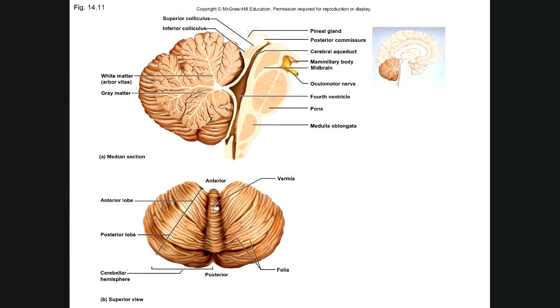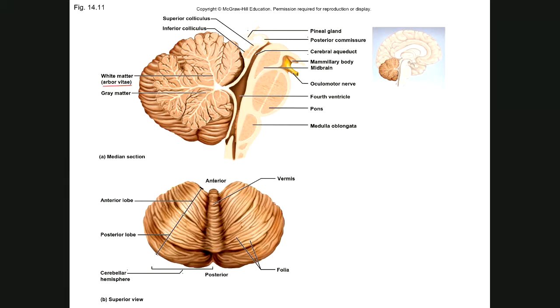Now, if you dissect the cerebellum in half and look inside, you see that it has a white, branchy, tree-like appearance. Those white lines, or white branches, make up the white matter of the cerebellum. The white matter of the cerebellum on this diagram is labeled as the arbor vitae. That is the name of the white matter of the cerebellum.